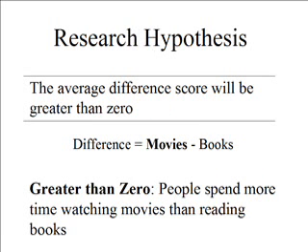Okay, the research hypothesis in this case is that the average difference score will be greater than 0. Why? Because we think people are going to spend more time watching movies than they will reading books. And since we're calculating the difference score as movies minus books, if more time is spent watching movies and less time is spent reading books, we're going to have a big number minus a small number, and we should get lots of positive difference scores. So research hypothesis, as mentioned, is that people spend more time watching movies than reading books, leading us to expect, in this case, a difference score greater than 0.